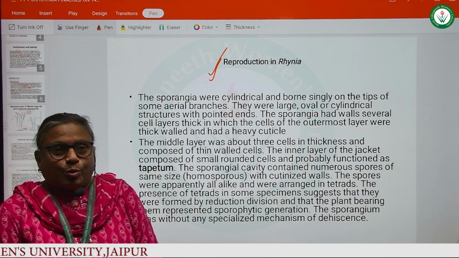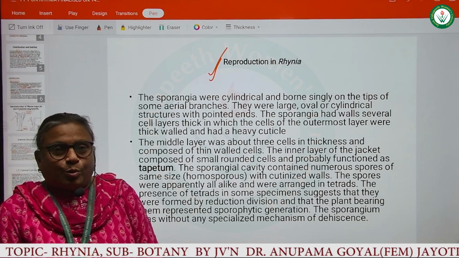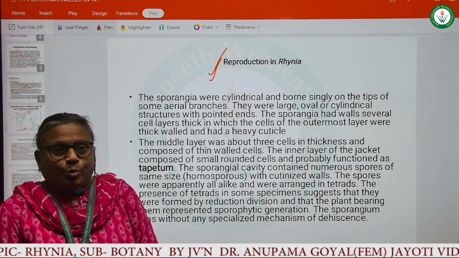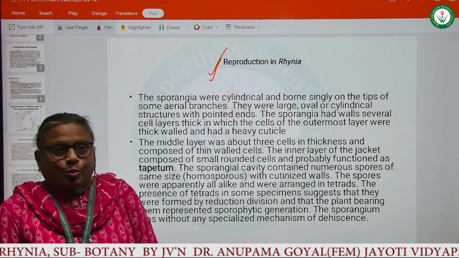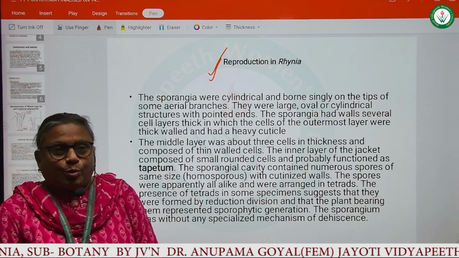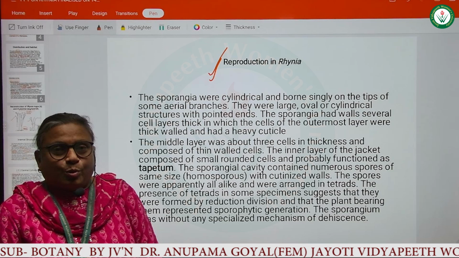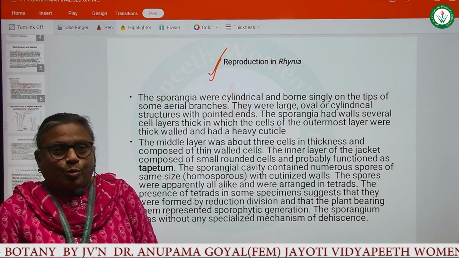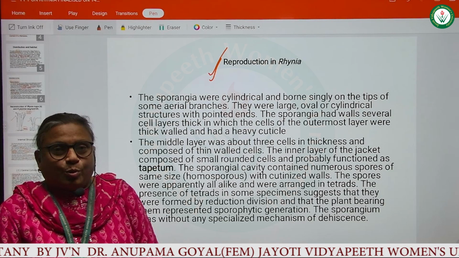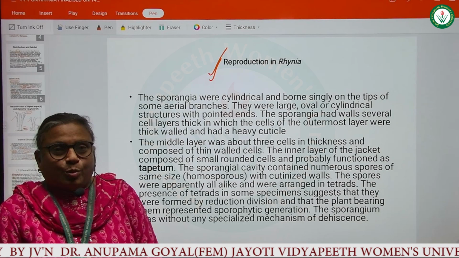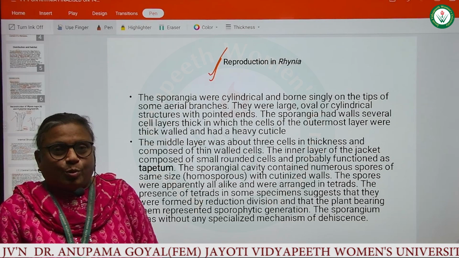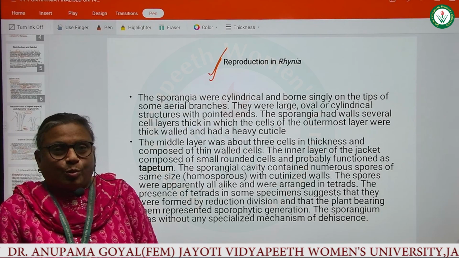And now, last, this diagram shows the longitudinal section of the sporangium of RHYNIA. What do you see in this diagram? The layers are the tapetum and the jacket, and numerous spores can be seen in the sporangium, and these spores are found in tetrads. So here are the spore tetrads. Now I will talk in the next lecture about another fossil plant.